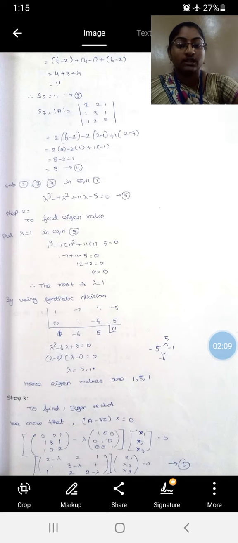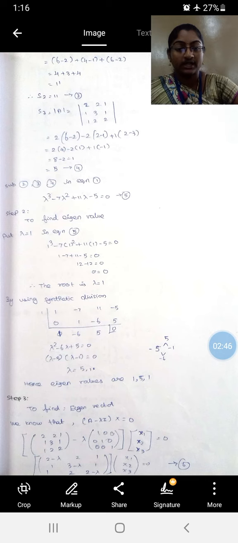Next, we have to find the value for S3, which is nothing but the determinant of A. So, solve for the determinant of the given matrix. We get the value 5. Mark this as fourth equation. Substitute the second equation, third equation and fourth equation in equation 1. That is, substitute the values of S1, S2 and S3 in the given equation 1. So our characteristic equation will become lambda cube minus 7 lambda square plus 11 lambda minus 5 equal to 0. Mark this as fifth equation. This is our characteristic equation.